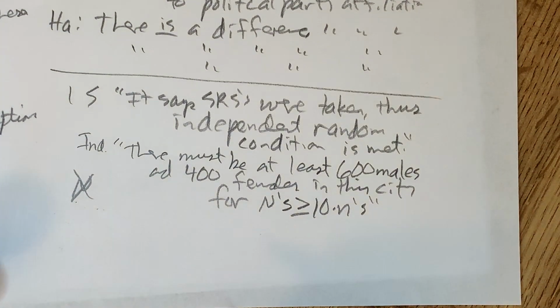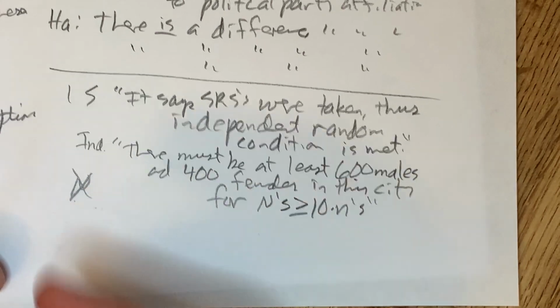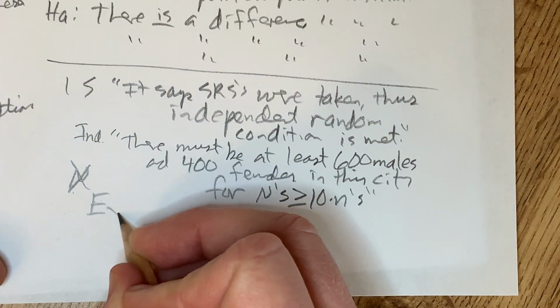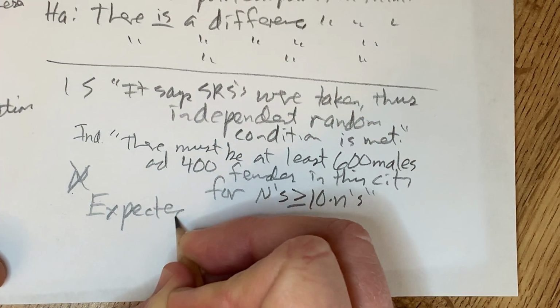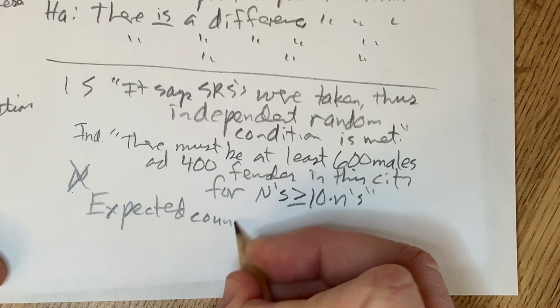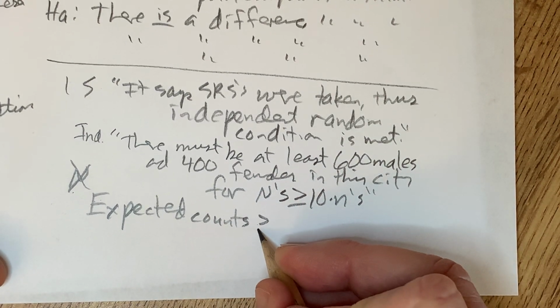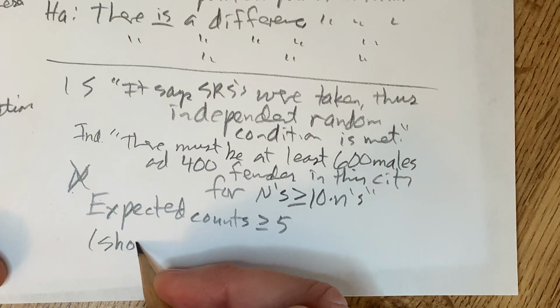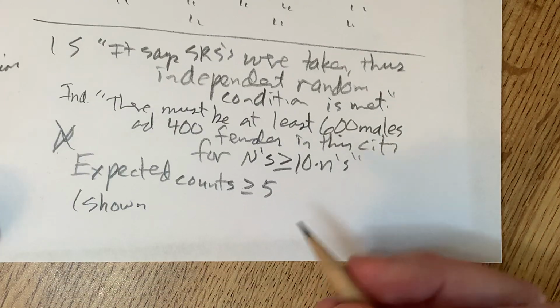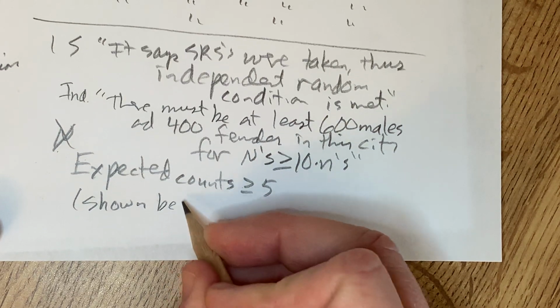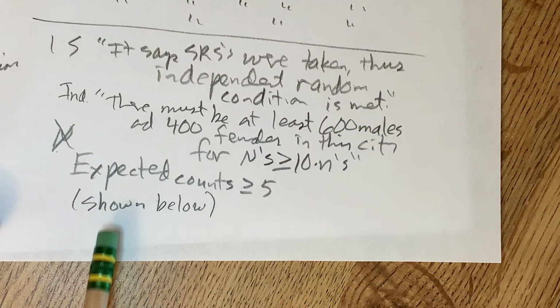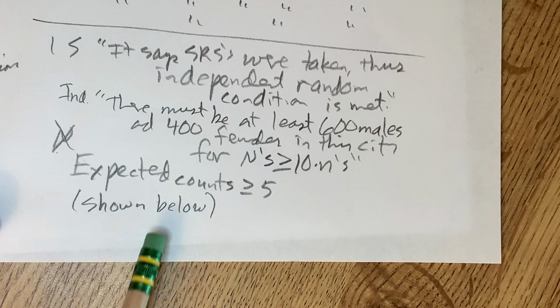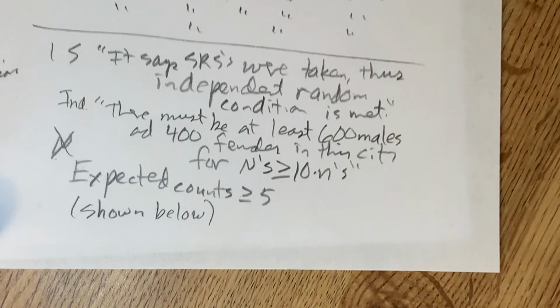And then lastly, not normality, is our expected counts. All of our expected counts have to be greater than or equal to 5. And I'm going to show those, and you have to write them down. I'm going to show them in a minute, so I'm just going to write "shown below" here. But you have to write them down. I'm going to show you how to calculate them.